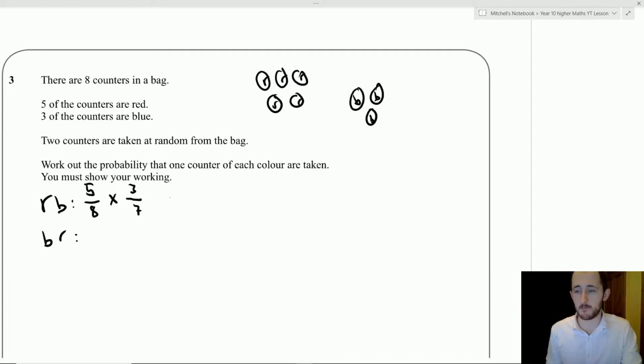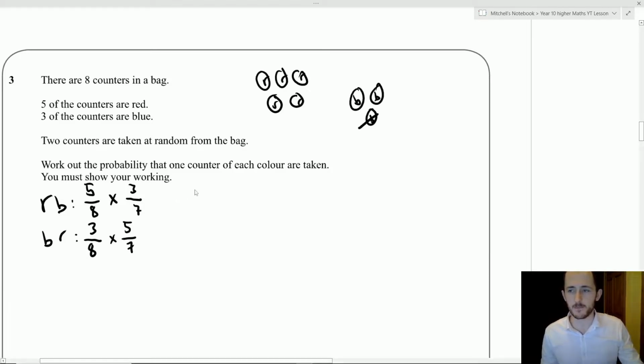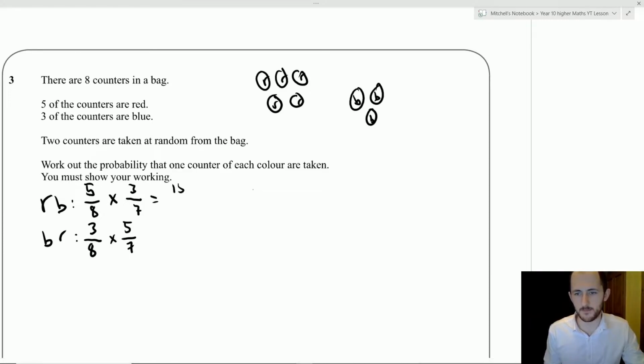So probability of getting a blue at the beginning is the 3 blues we have over the total number of counters, which is 8, multiplied by the 5 reds we have over the 7 that would be left over if I were to cross out blue. All okay with that? Again, just stop me if you need any help with that. 15.